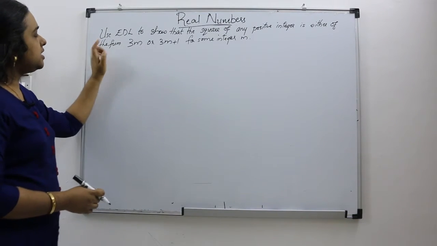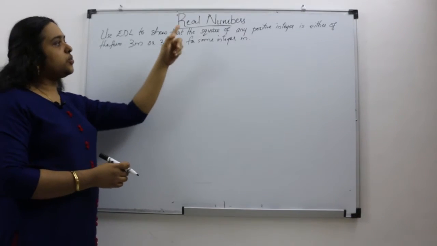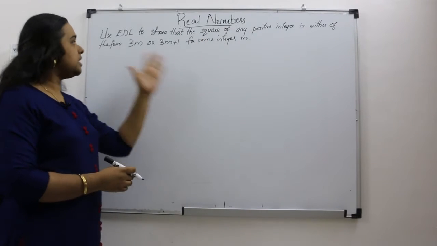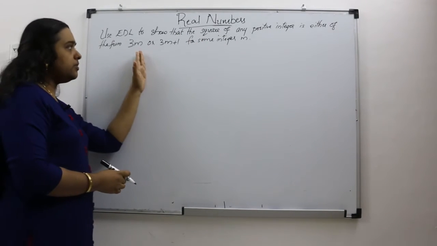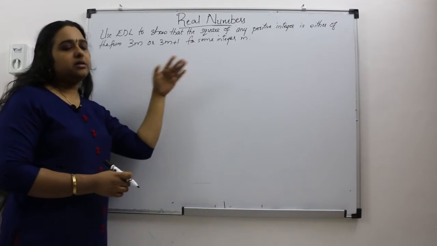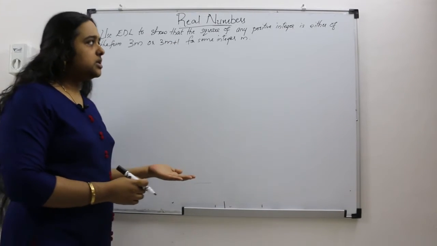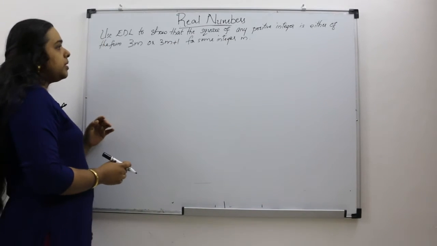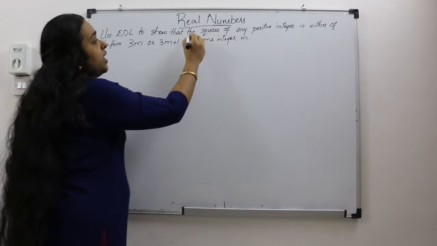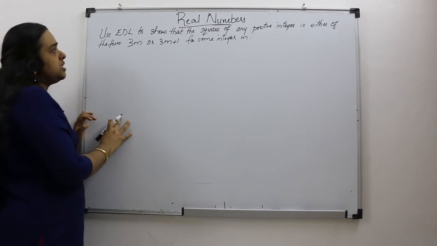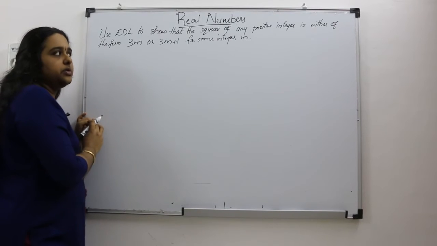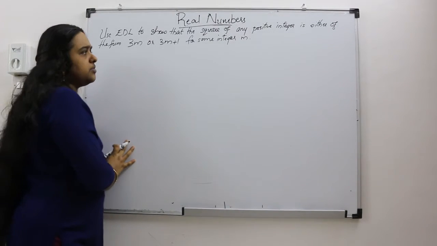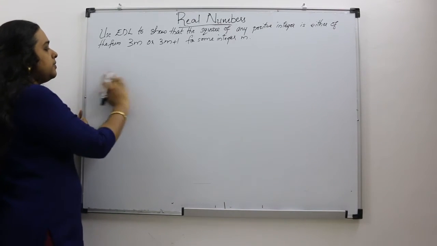Use Euclid's division lemma to show that the square of any positive integer is either of the form 3m or 3m plus 1 for some integer m. We have discussed this type of problem before, but I am going to show you that the square of any positive integer is of the form 3m or 3m plus 1 for some integer m.